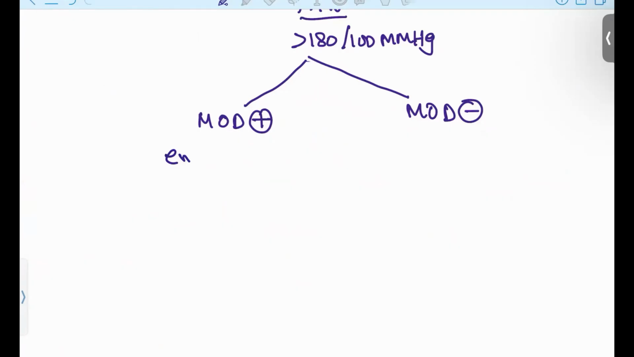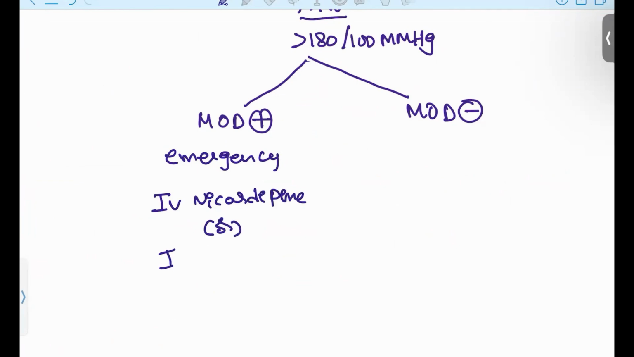So this is considered to be an emergency. In this patient, we have to give IV drugs. What are the drugs? IV nicardipine can be given. Okay, this is one of the drugs of choice, or you can go for IV sodium nitroprusside. This drug can also be given. Very systemic vasodilation is seen with sodium nitroprusside.